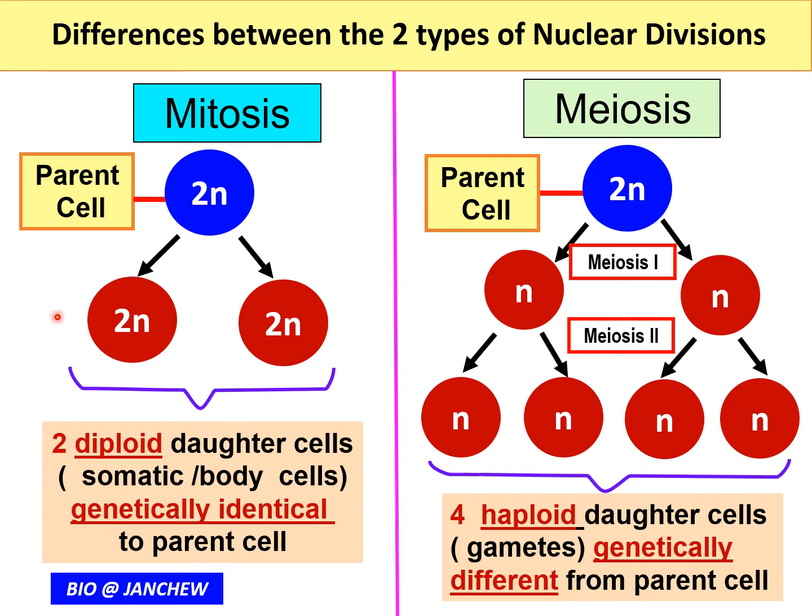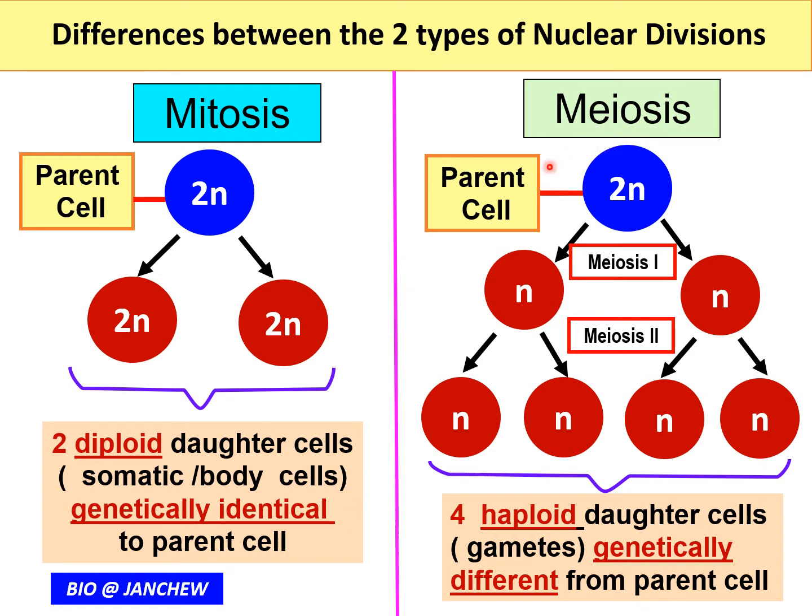Let us discuss a few basic differences between the two types of nuclear divisions, which are mitosis and meiosis. In mitosis, a diploid parent cell undergoes one nuclear division, and this is followed by a cytoplasmic division, so that one cell divides into 2 daughter cells that are genetically identical to the parent cell. And the daughter cells are also diploid, like the parent cell. They are the normal body cells or the somatic cells, such as the skin cells.